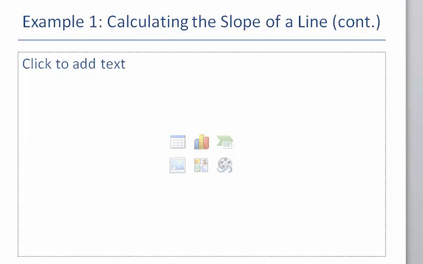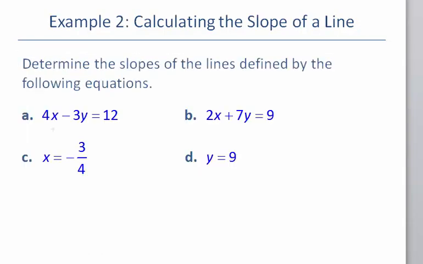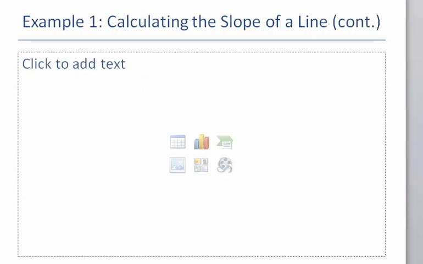So let's try an example. Let's say that we have the equation 4x minus 3y is equal to 12. And the directions are asking us to determine the slope of the line defined by the equation. So let's take our equation, 4x minus 3y is equal to 12.